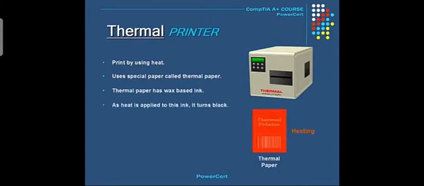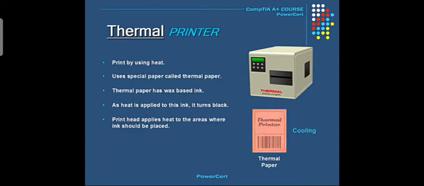So in a thermal printer, the only thing the printhead does is apply heat to the areas where the ink should be placed. Then, when the ink is cooled, it becomes permanent. And because of this technology, thermal printers are very quiet. Thermal printers are commonly used for printing labels and barcodes.